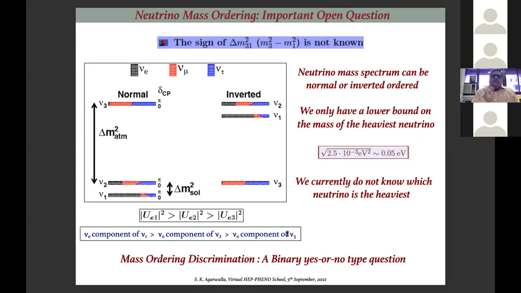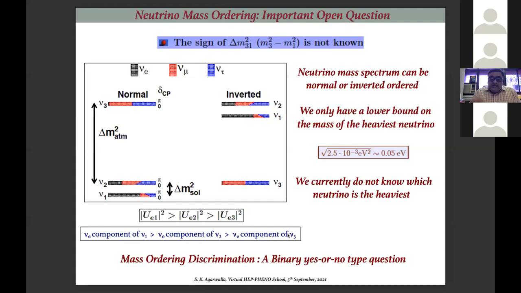But this issue of mass ordering is a binary type question, right? Once you discover that your mass ordering is normal, you are fine, or it is inverted. There is no picture that lies in between. So this is like a yes or no type question. And I want to emphasize that we need to probe this quantity, we need to measure this issue, or we need to settle this issue, because this is very important when you want to build the neutrino mass models.